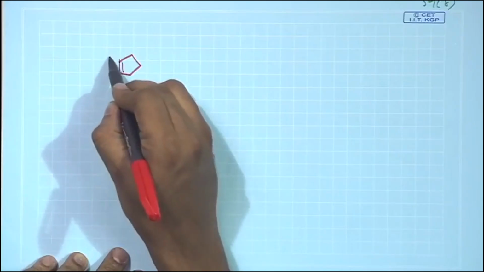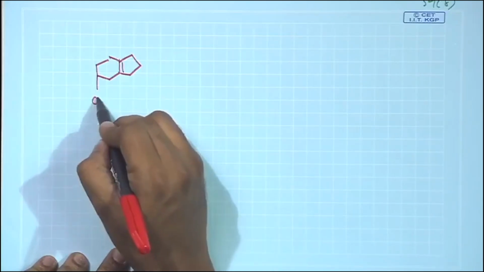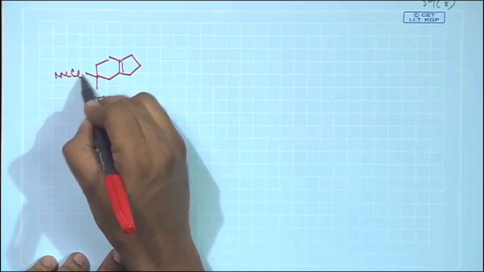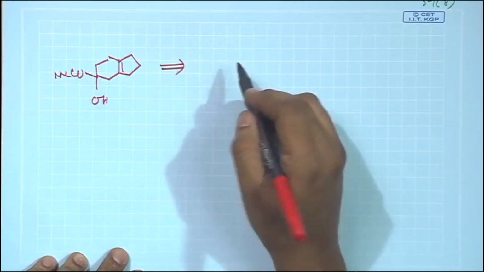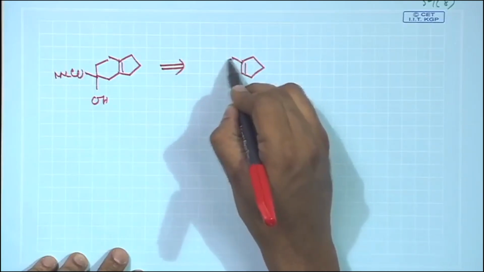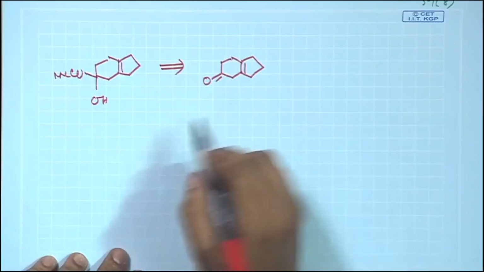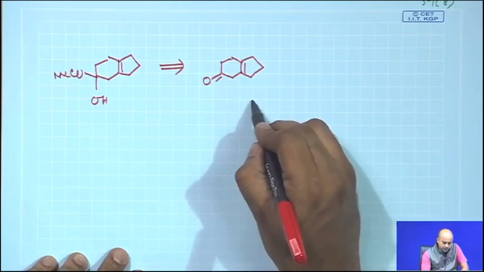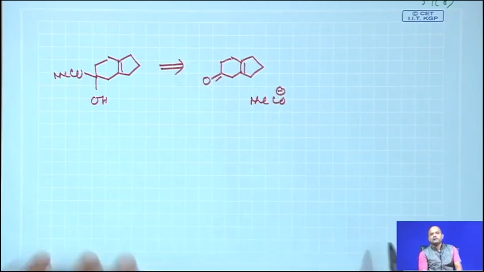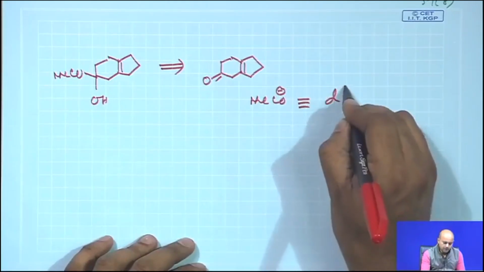I am saying you are given a target molecule whose structure is this. The starting material which was given to you is this. Okay. So, what do you basically need? You just need a MeCO minus as a donor species. Now, this donor is basically an umpolung.